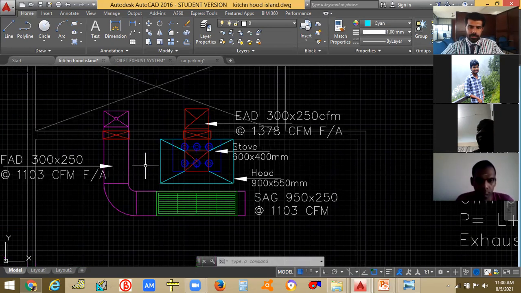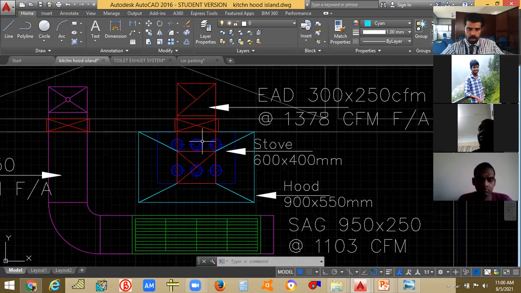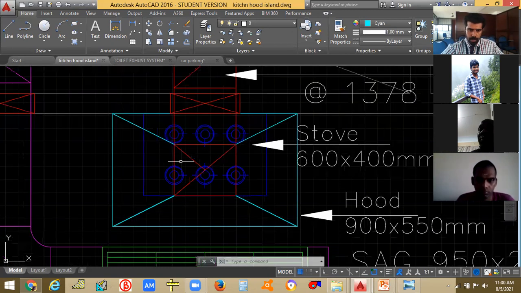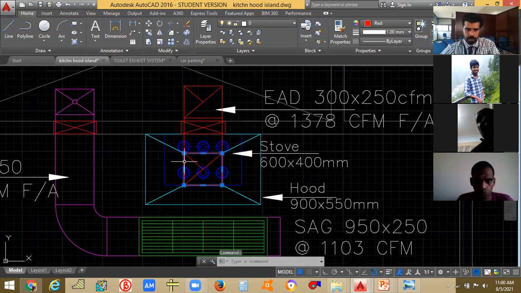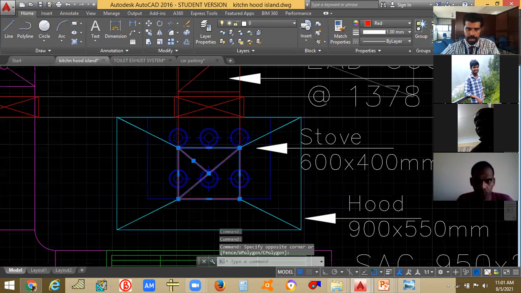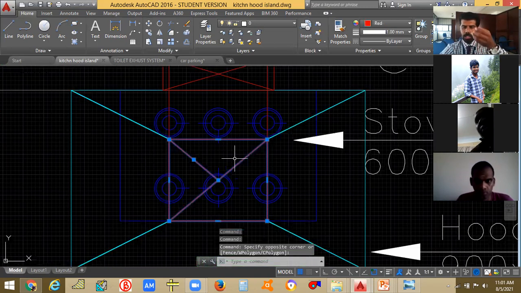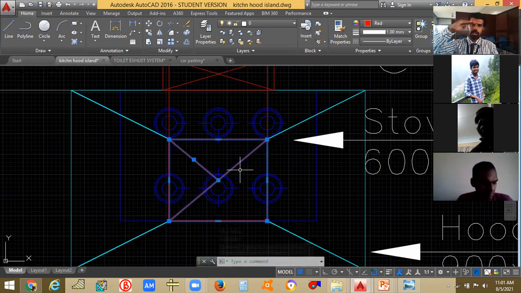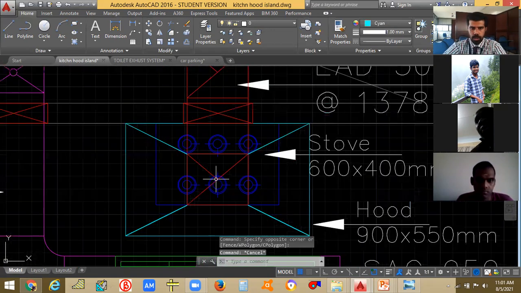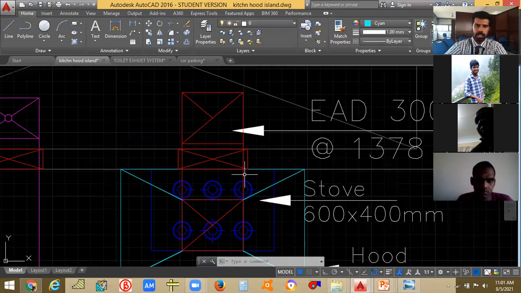Now you can see this: the stove and kitchen hood. This shows the exhaust. This means the air is coming from down to the top. This implies that the air from the kitchen hood is being taken upward. That is this arrow. This shows the exhaust, and then through the duct, it is going inside.